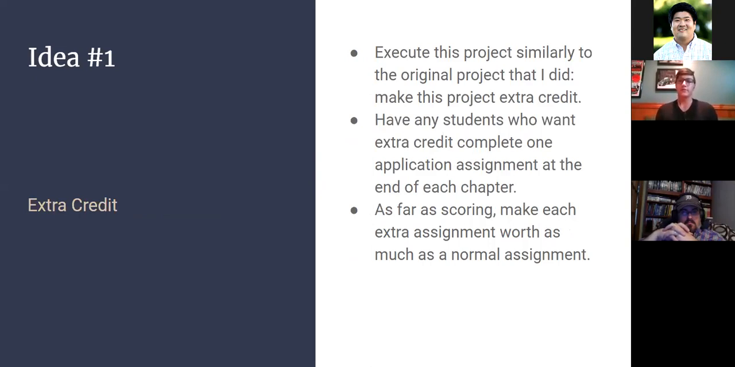So you'd execute this project similar to the original, make it extra credit, have any students who want extra credit complete one application assignment at the end of each chapter and then compile all of them over the course of the semester. And as far as scoring, I'd say make it the normal amount of points that any assignment is. There would just be extra credit points.